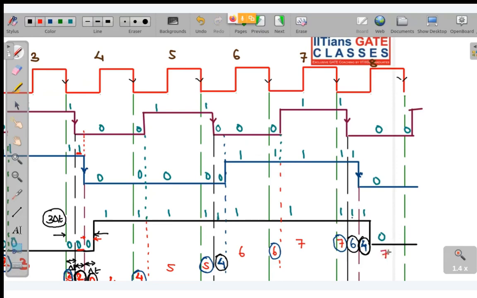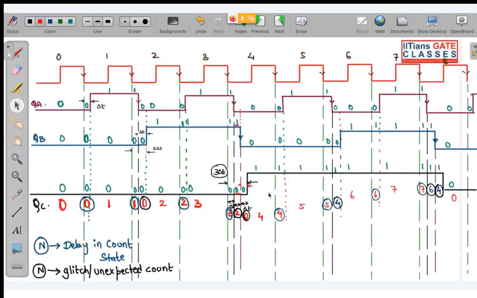So this is your counting states. Okay. These are your counting states. So let me remove it. You can see all the places where I have written without encircling, those are your normal count states: 2, 3, 4, 5, 6, 7, and then 0. But in between, momentarily, I am getting sometimes delay and sometimes glitches, like over here 2, 0, over here 6, 4, over here I am getting 4. So these are all unexpected counts that I am getting.